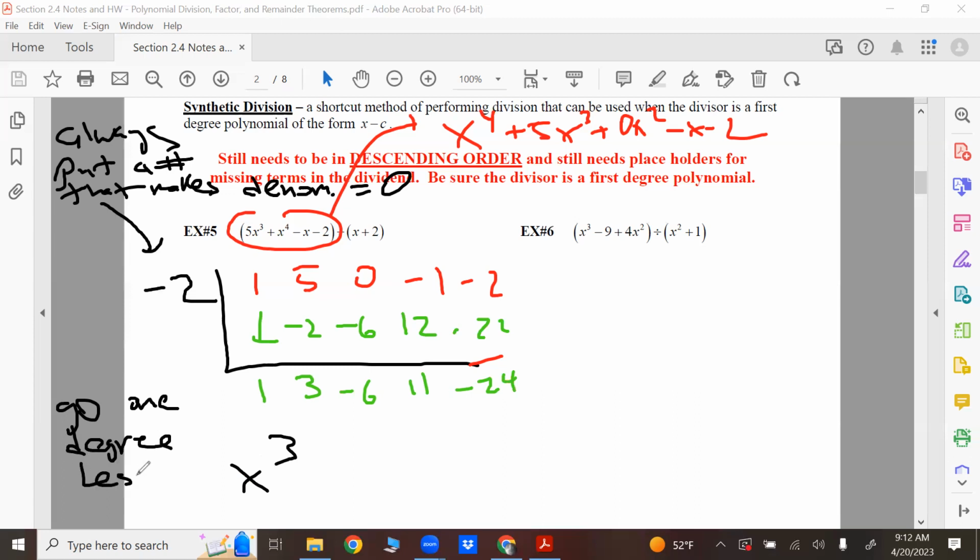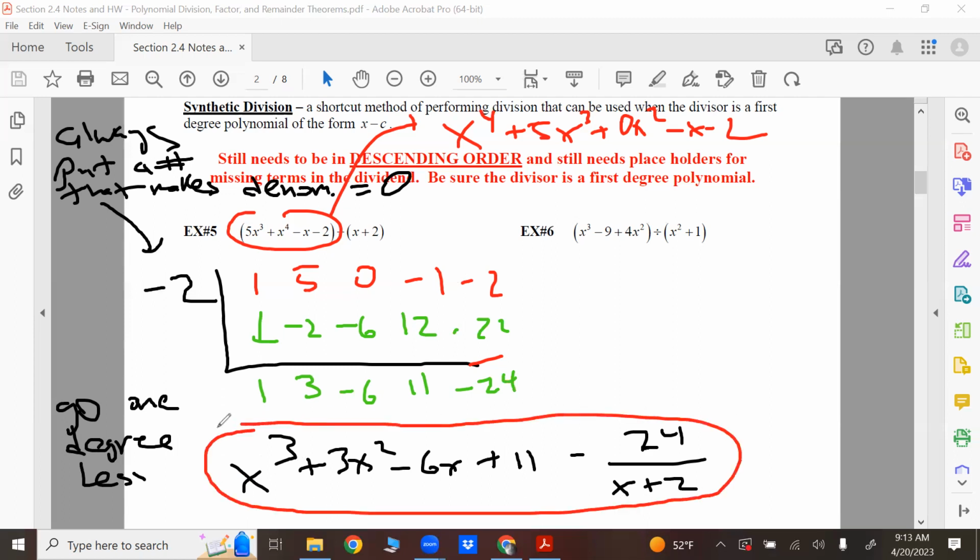That's a remainder. So you have (x cubed minus 6x plus 11 minus 24) all over x plus 2. And trust me, when you move on to calculus, you need to have it expressed like this so you can easily do the calculus process that I talked about a few minutes ago called integration.